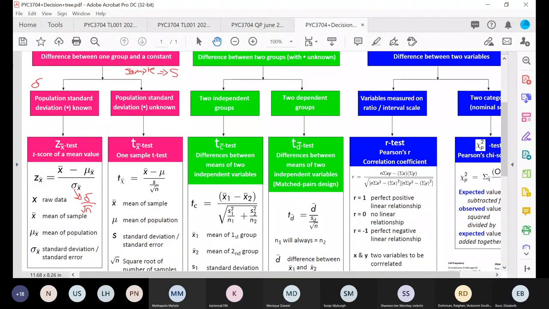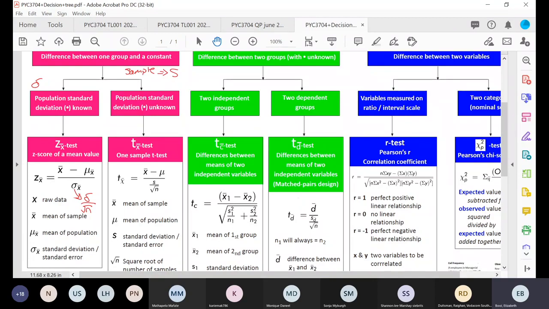One group, meaning they say test the hypothesis for the scores of students who wrote Psych 303. You need to prove that the sample mean is different to the population mean. So it's from one group of students. And if they give you the population standard deviation and they say the population standard deviation is this, then you're going to use a Z-test for that one group.